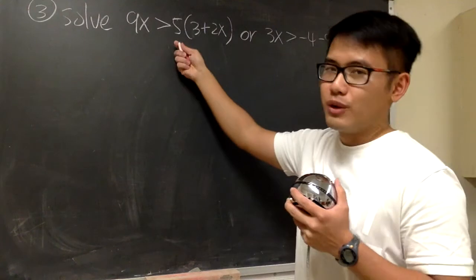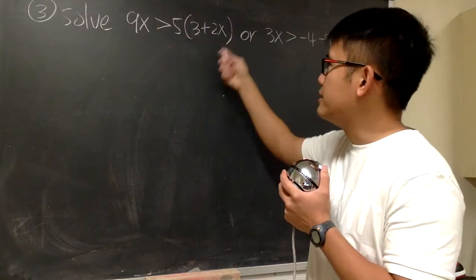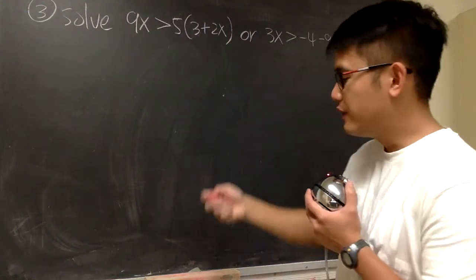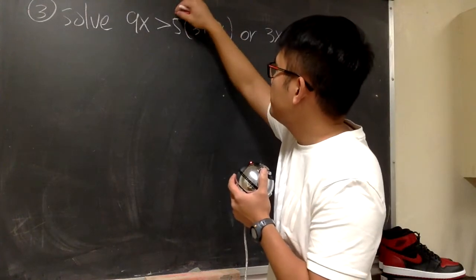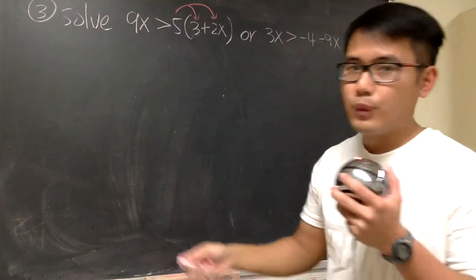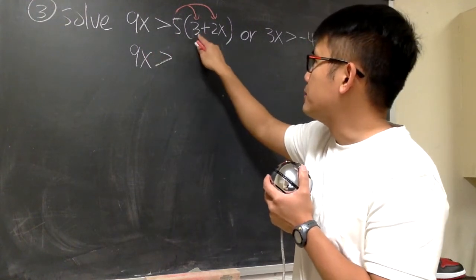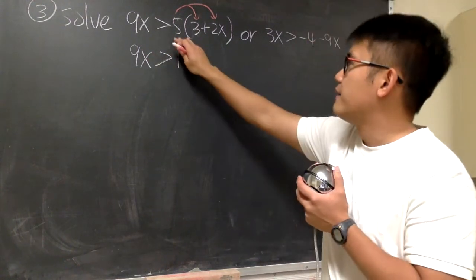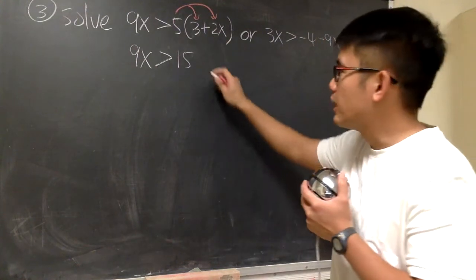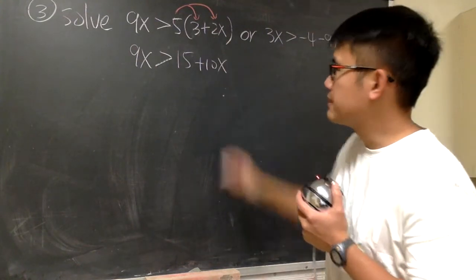So let's focus on this one first. We do have this parentheses with the 5 outside, right? Therefore, we'll take this 5 and distribute it into the parentheses. And we will have 9x is greater than 5 times 3 is 15, 5 times positive 2x, that will give us plus 10x.